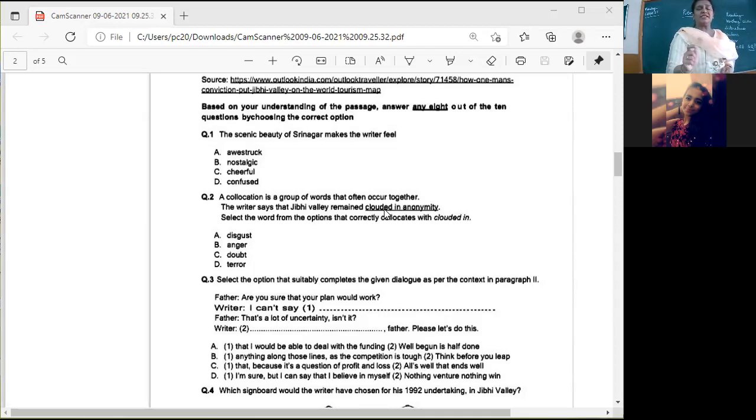The writer says that Jibhi Valley remained clouded in anonymity. What does this mean? Clouded in anonymity. Anonymous, what does anonymous mean?